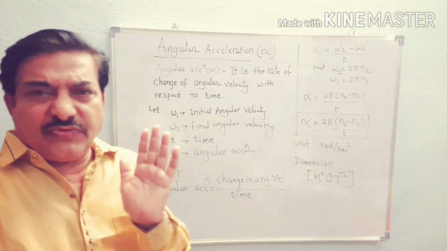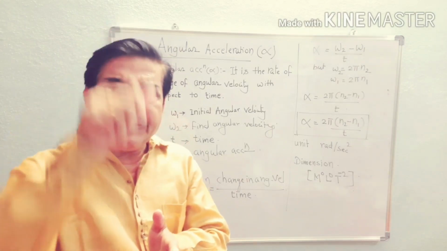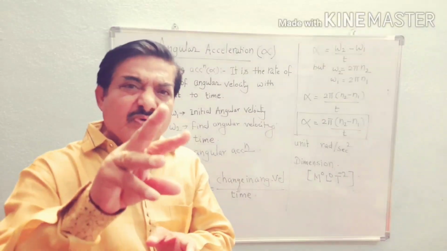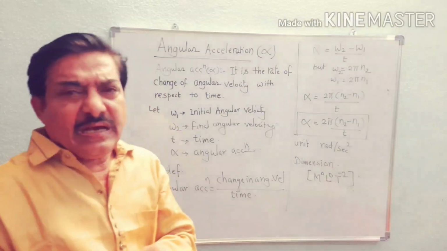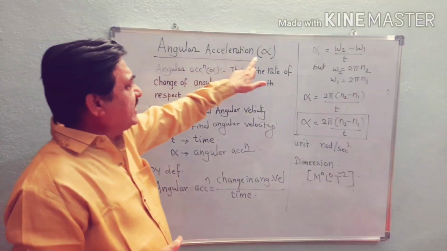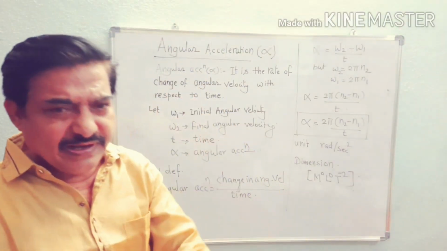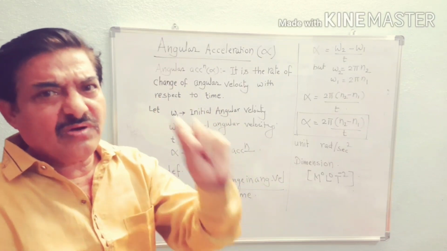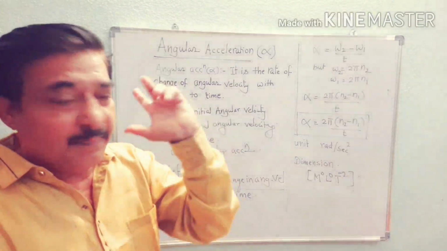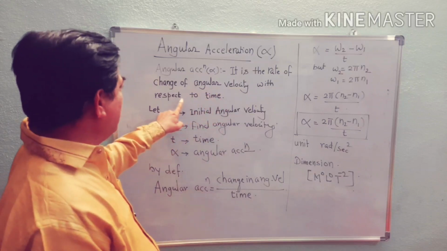Or if we switch on the fan, then the speed of the fan goes on increasing. As the speed increases, the angular velocity also increases. As there is a change in angular velocity, an angular acceleration is produced. So angular acceleration is defined as the rate of change of angular velocity with respect to the time.